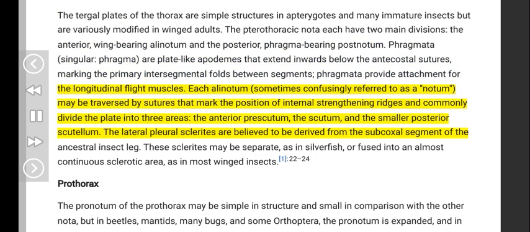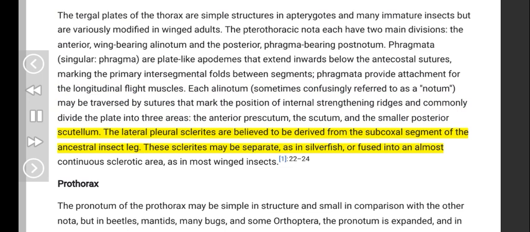Each alinotum, sometimes confusingly referred to as a notum, may be traversed by sutures that mark the position of internal strengthening ridges and commonly divide the plate into three areas: the anterior prescutum, the scutum, and the smaller posterior scutellum. The lateral pleural sclerites are believed to be derived from the subcoxal segment of the ancestral insect leg. Sclerites may be separate, as in silverfish, or fused into an almost continuous sclerotic area, as in most winged insects.